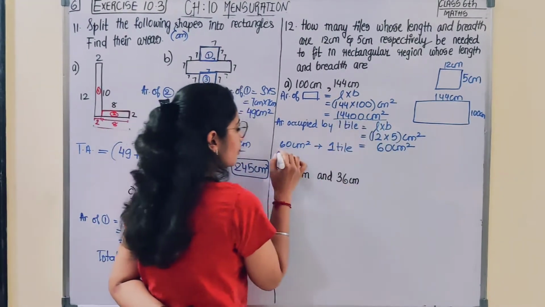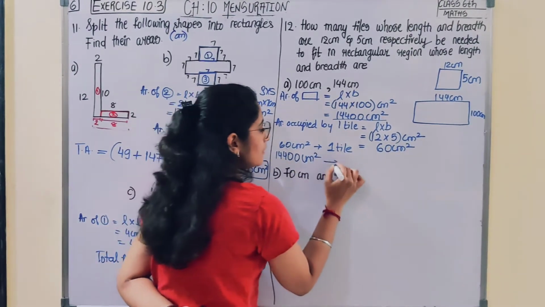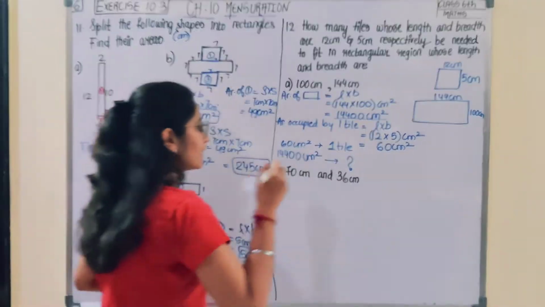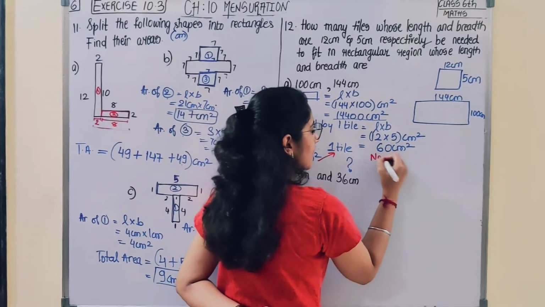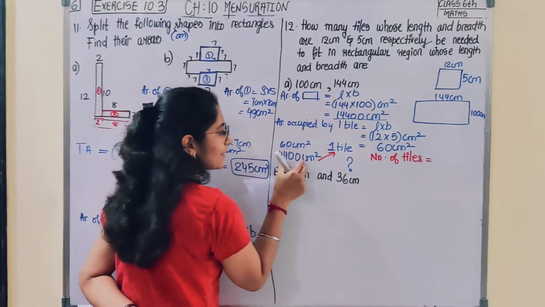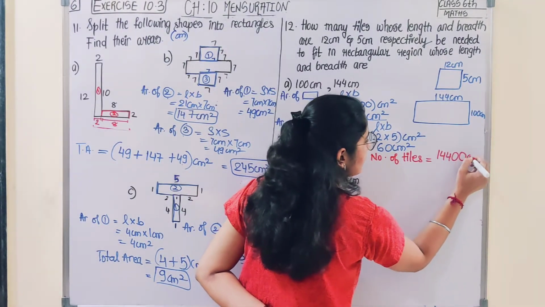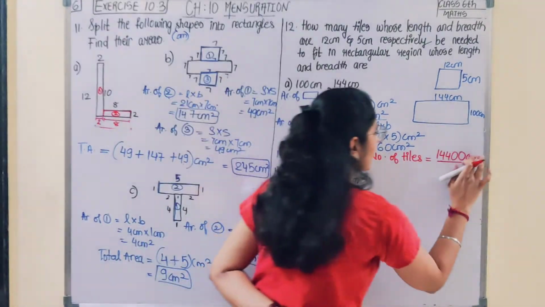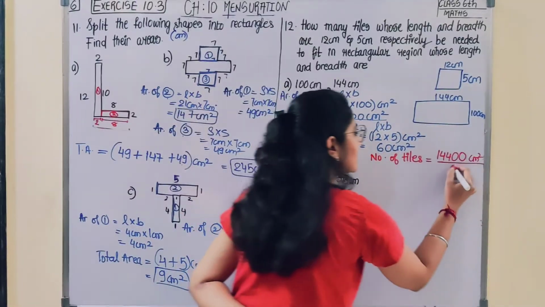So if I want to occupy this much amount of area, how many tiles would I require? Okay, so again cross multiplication, I would be multiplying with this and dividing by 60. So number of tiles is equal to multiplying this with 1. So anything multiplied by 1 is the number itself, that is 14400 centimeter square divided by 60 centimeter square.